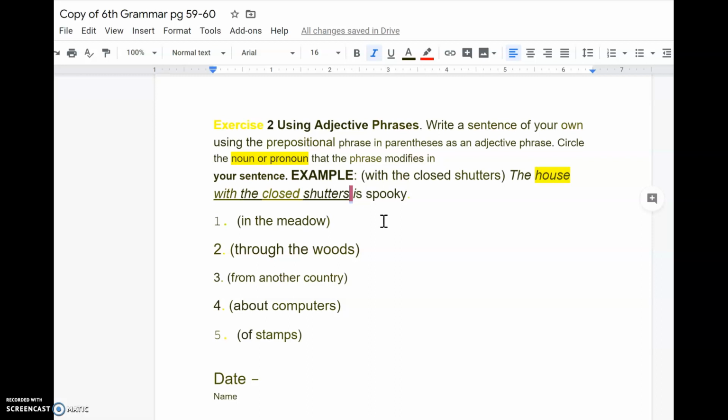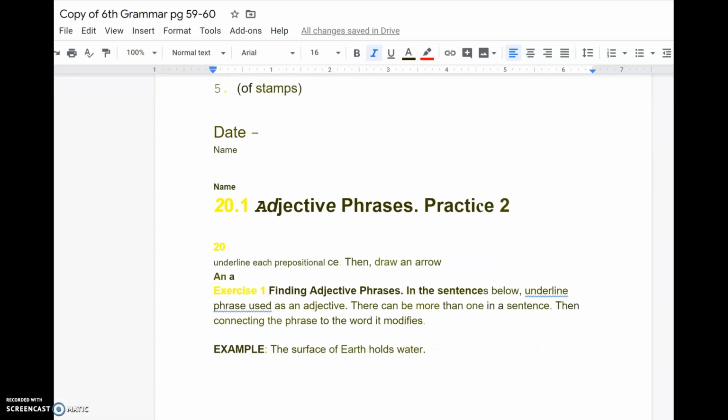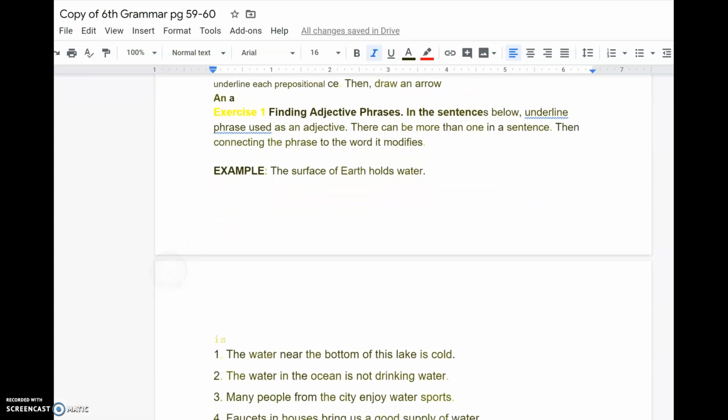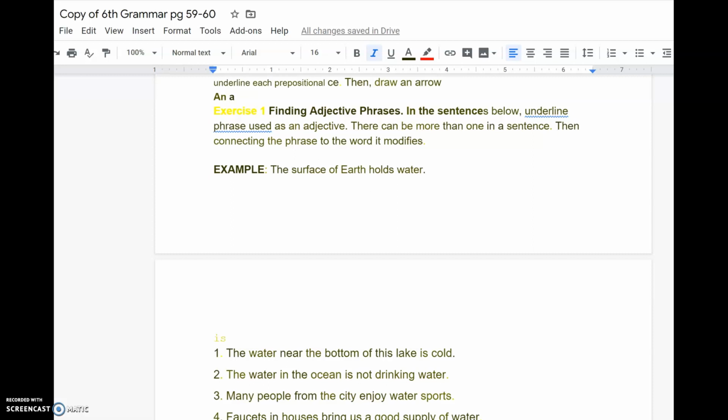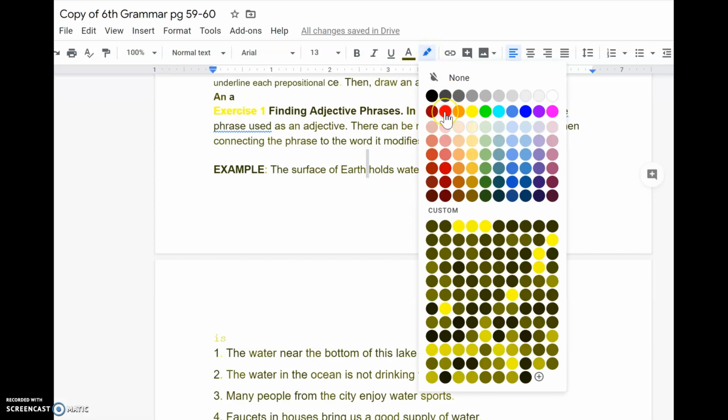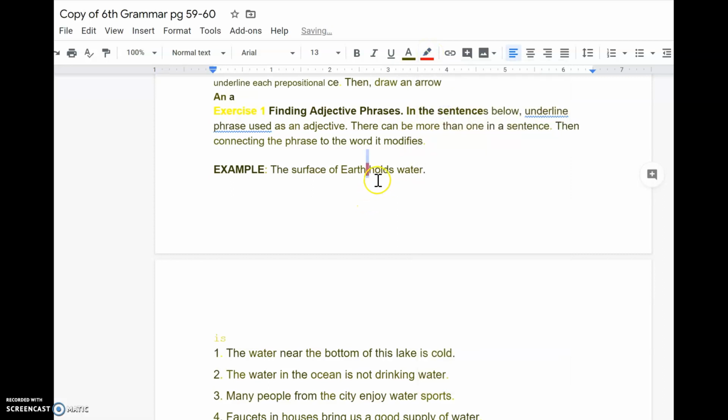Okay, so you will do that with those 5 sentences. On the next page, you're doing the same thing. So they ask you to underline the phrase that's used as an adjective, and there may be more than one in a sentence. Then you're connecting the phrase to the word it modifies. So, the surface of Earth holds water. I'm going to put a break here because I know that the surface is the subject. Predicate is holds water.